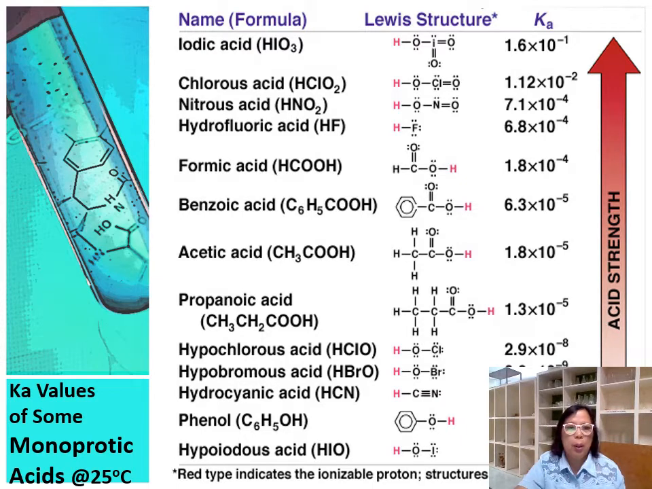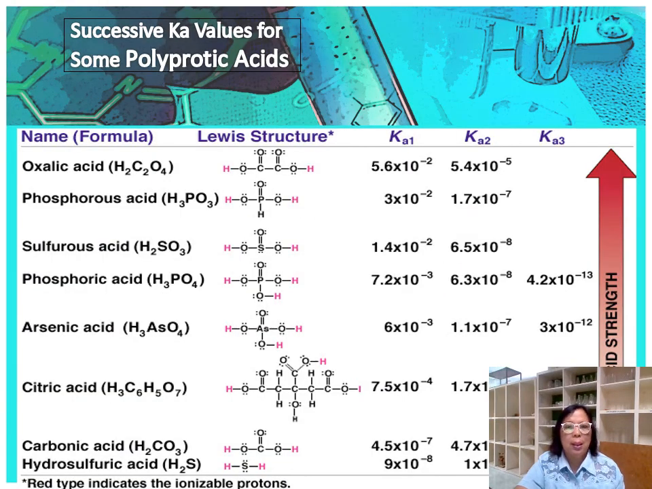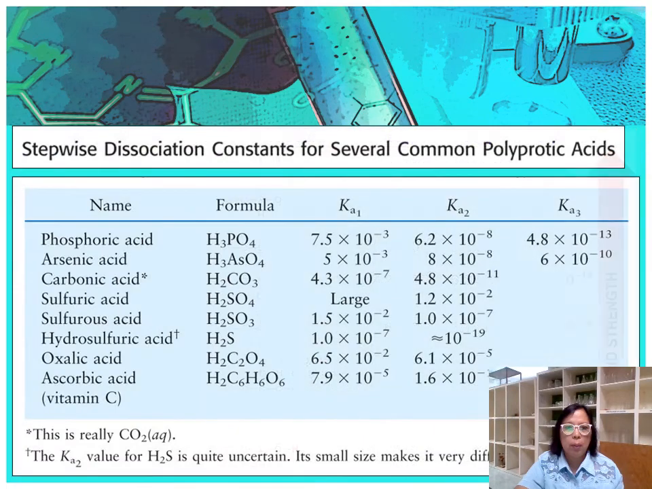And then you have also here some Ka values of monoprotic acid. These are also constants. We have also here polyprotic acid. So the first slide, the former slide, is monoprotic. This one is polyprotic. And then you have here some dissociation constants for polyprotic acid.